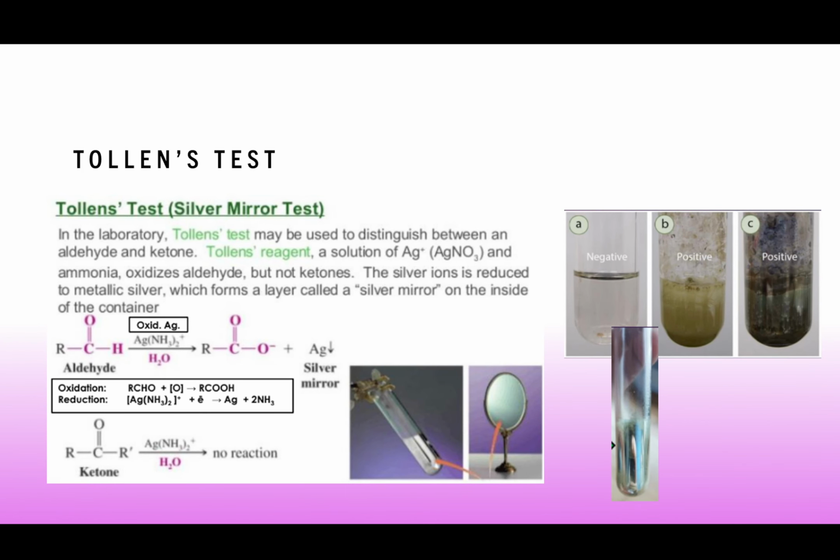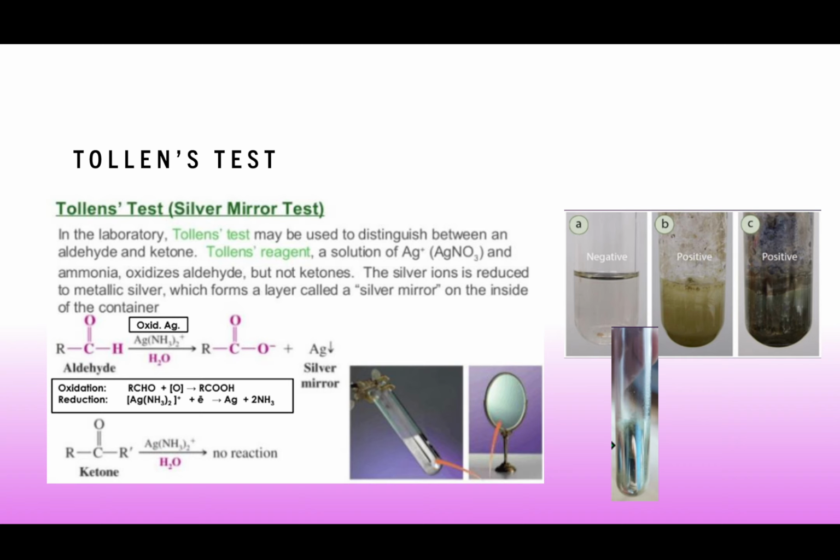The first test is the Tollens test, or what we call the silver mirror test. So in the laboratory, the Tollens test may be used to distinguish between an aldehyde and a ketone. And make a note of this. Tollens reagent is a solution of silver nitrate, so we're going to have that there.